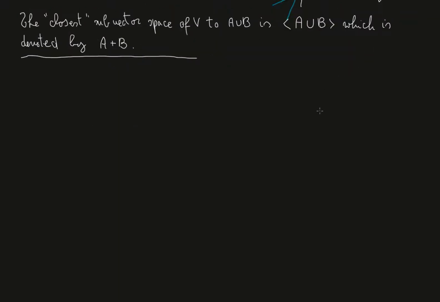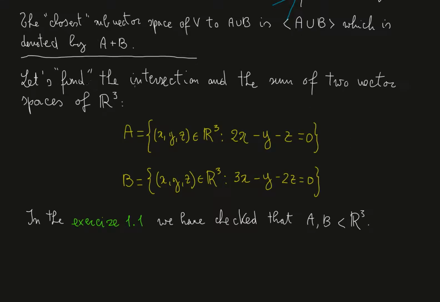After this introduction, let's now consider some numerical example. So let's find the intersection and the sum of two subvector spaces of R3. The subvector space A is given by x, y, z in R3 such that this linear equation is satisfied: 2x minus y minus z equals 0. Therefore, we are expressing A in the form of exercise 1.1, and then we also express B in the same form, but the vectors of B are going to satisfy a different equation from the previous one.